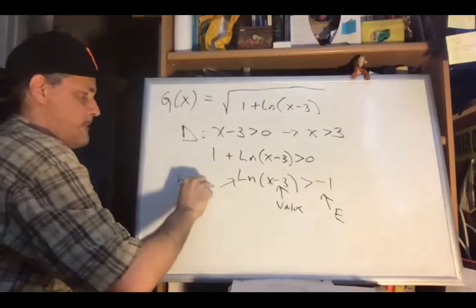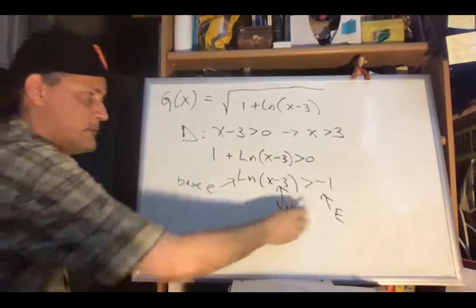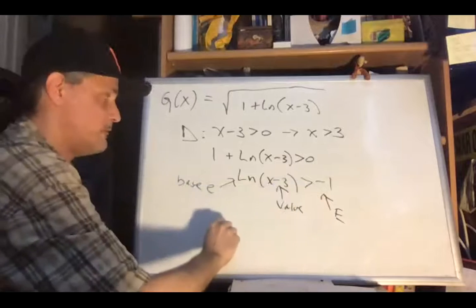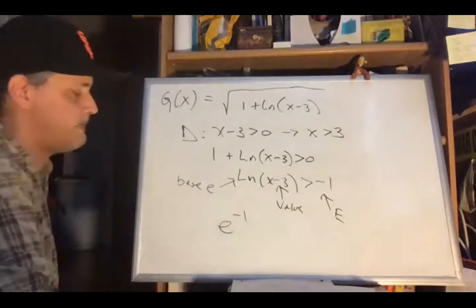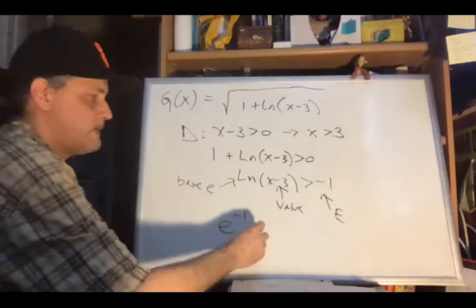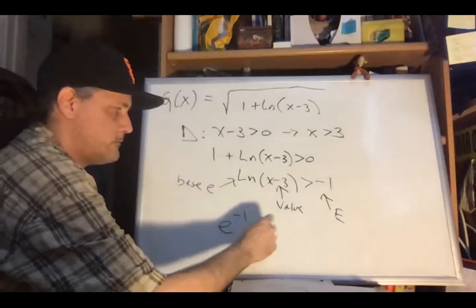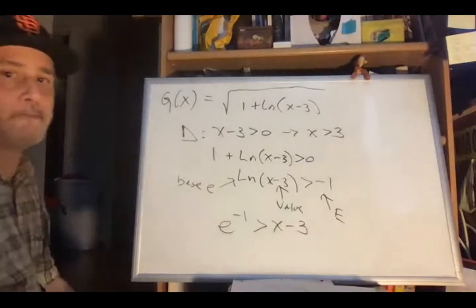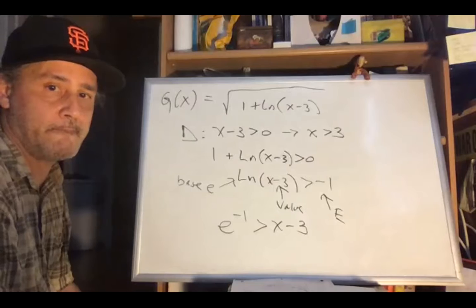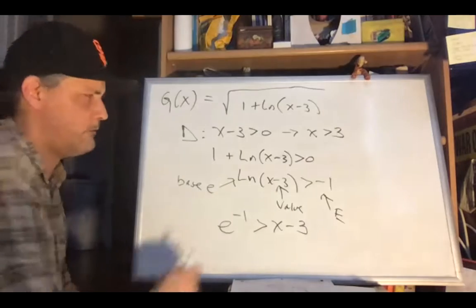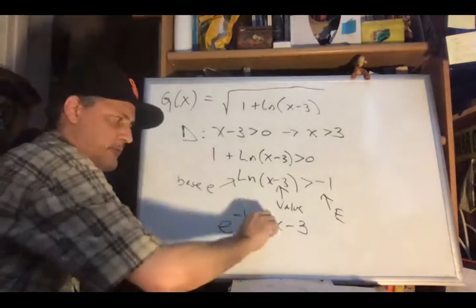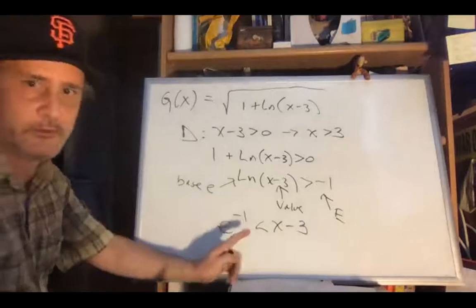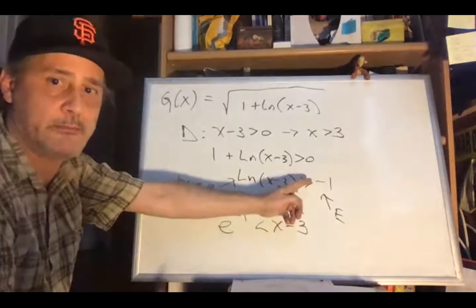Okay, so the exponents are bigger than -1. So e to the negative 1, it's got to be greater... oh, wait, no, sorry, my bad. So the value's got to be greater than that, almost missed it. My point is the exponent has got to be greater than negative 1.